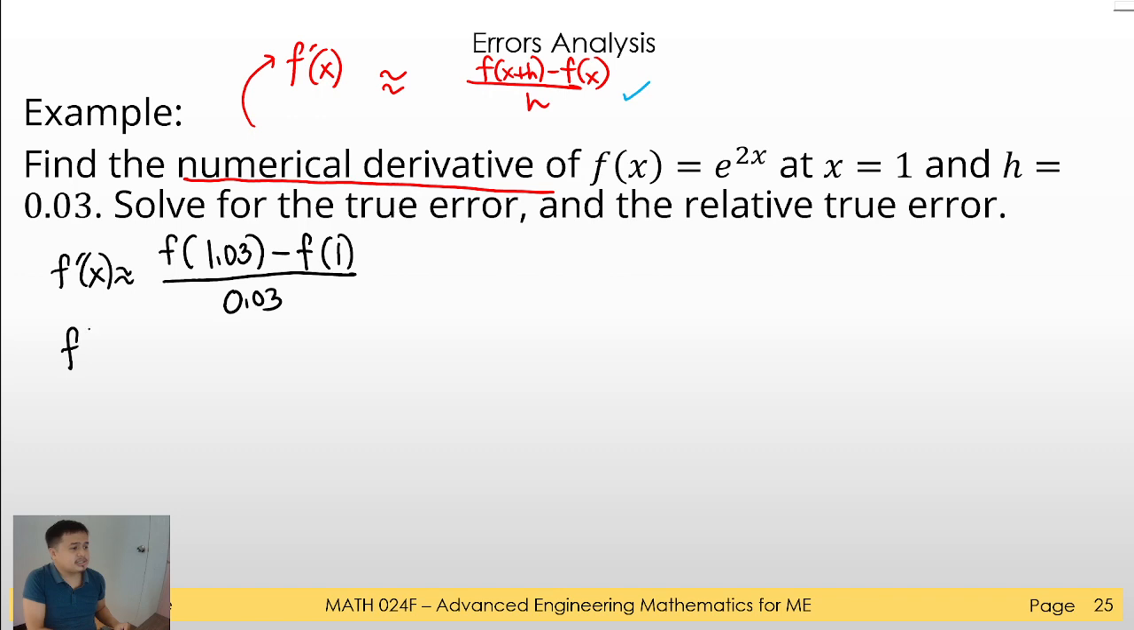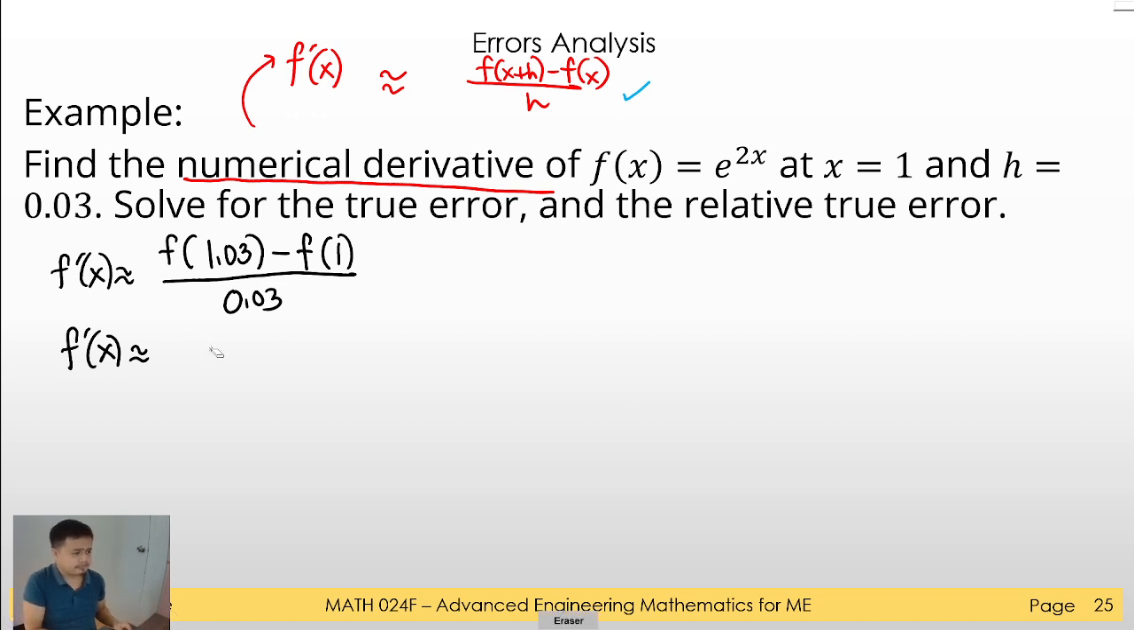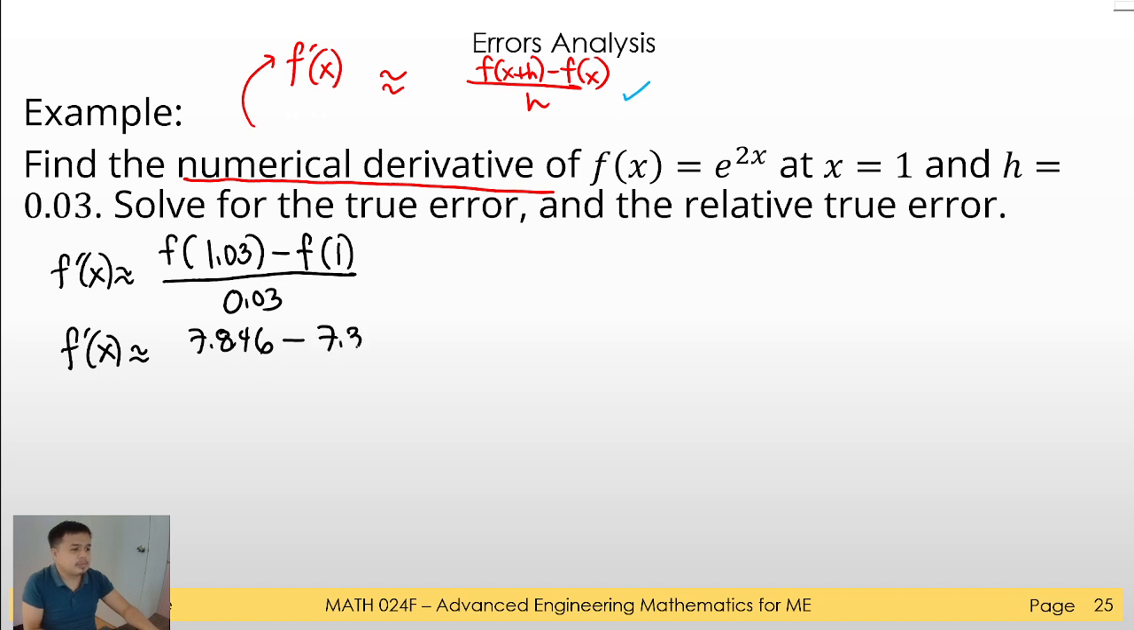Okay, so solve this using your calculator. So how do we do this? Let's use our calculator again. Let's solve for f of 1.03 first. The function is e raised to 2x. And then let's substitute this 1.03. As you can see here, this is 7.846. And then minus f of 1. In here, we can just substitute 1. Okay, so 7.389, and then over 0.03.